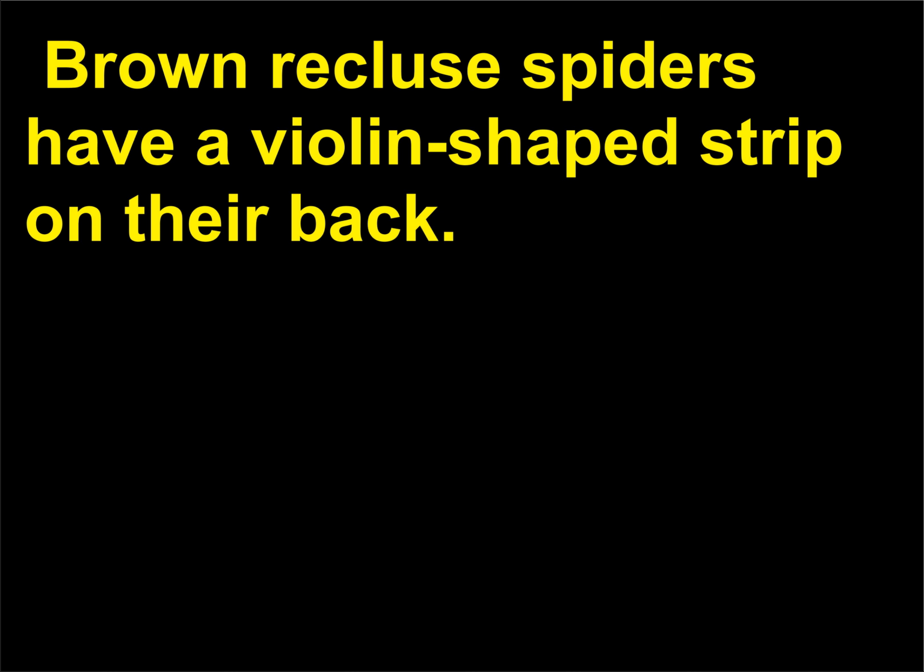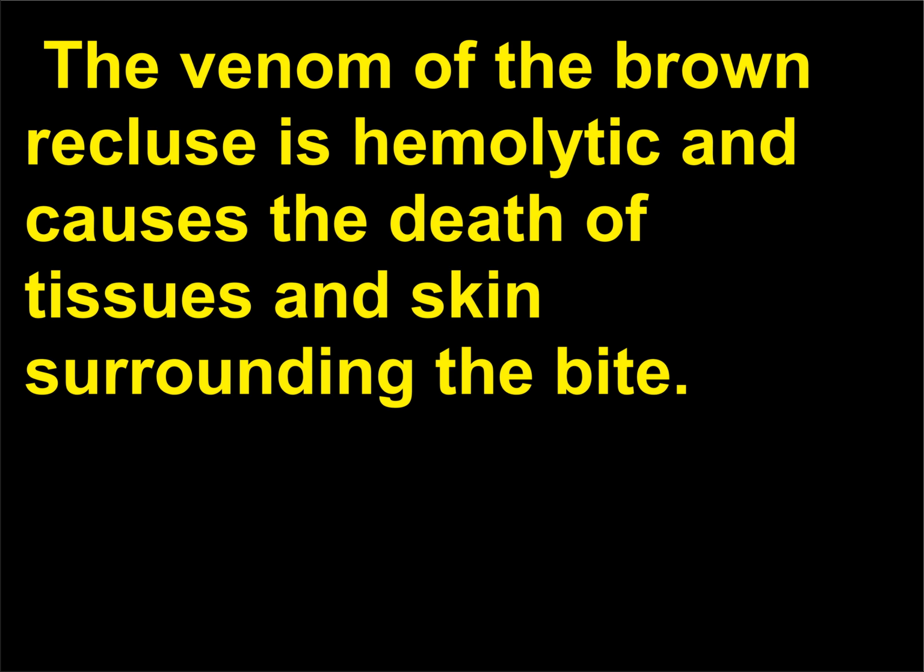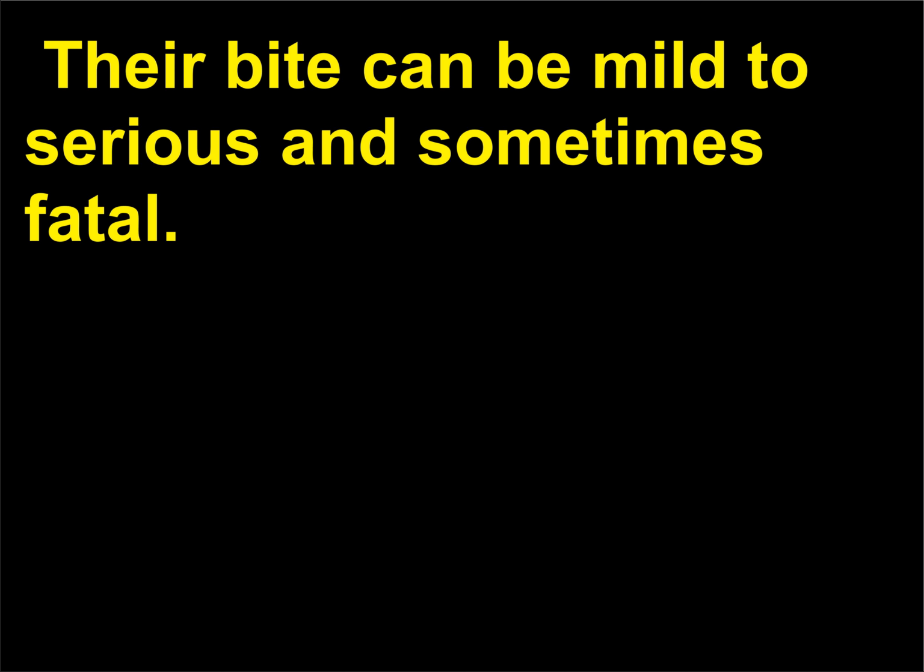Brown recluse spiders have a violin-shaped strip on their back. The venom of the brown recluse is hemolytic and causes the death of tissues and skin surrounding the bite. Their bite can be mild to serious and sometimes fatal.